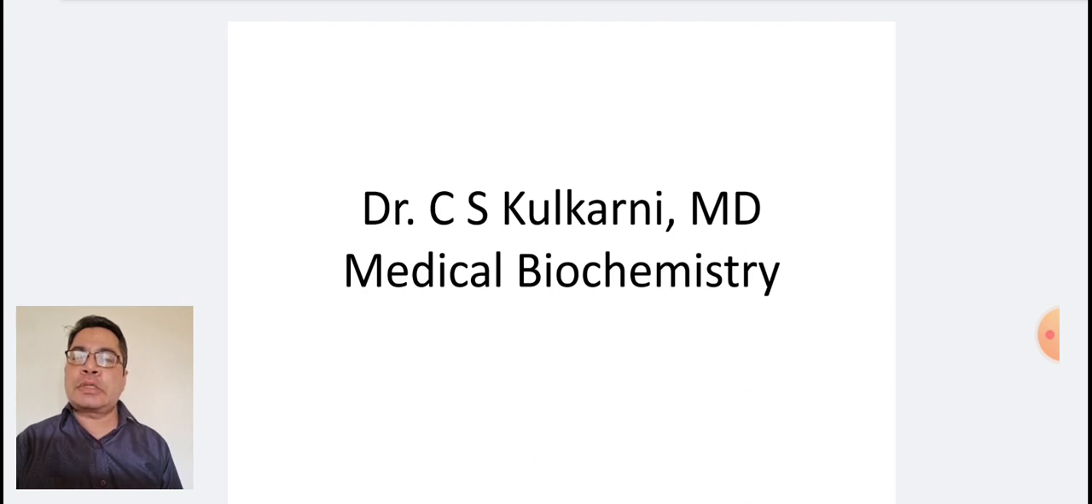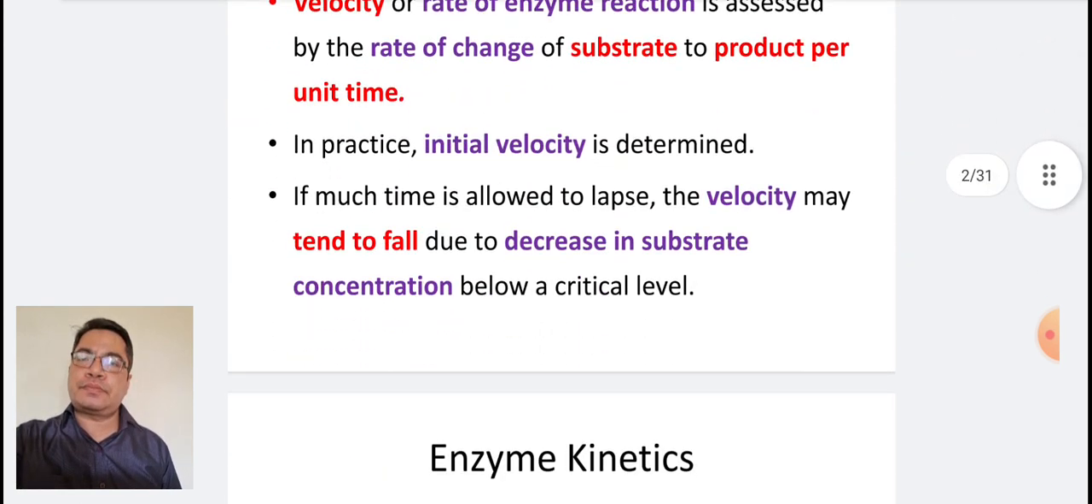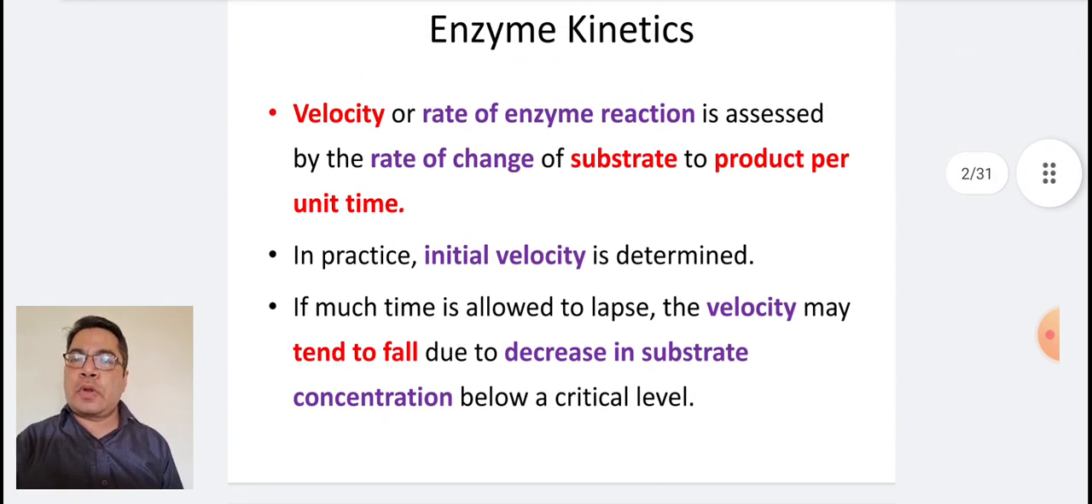In the last session, we dealt with theories and activities of enzymes. In today's session, we will deal with enzyme kinetics. Velocity or rate of enzyme reaction is assessed by the rate of change of substrate to product per unit time. In practice, initial velocity is determined.